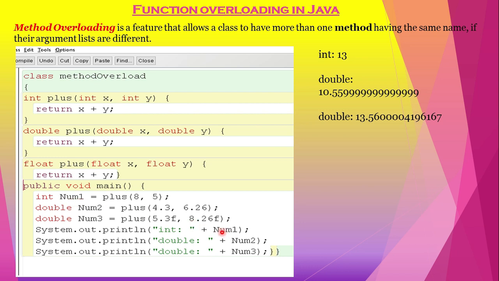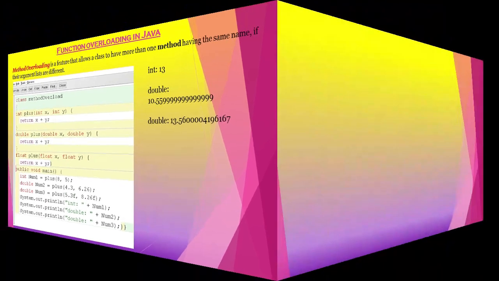So this is method overloading. All the methods have the same name only. See, it is plus. But how is it called? Because the differentiation is there in their particular argument part. So this also will work the same way.